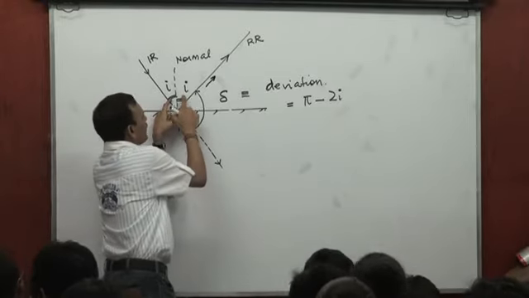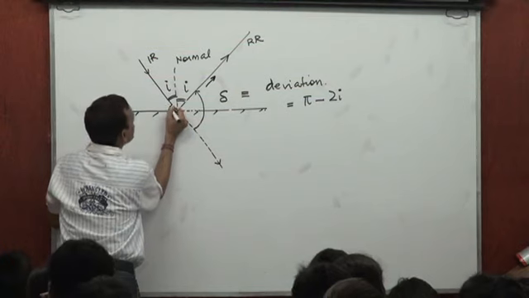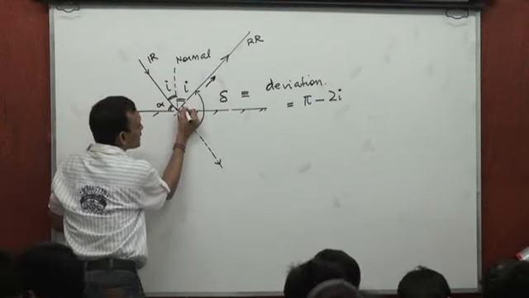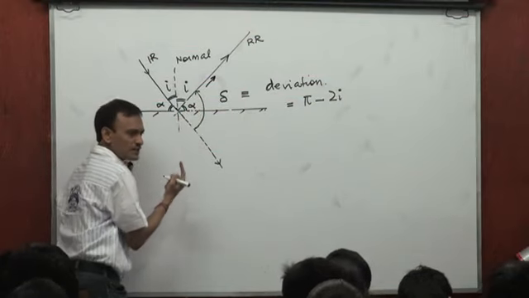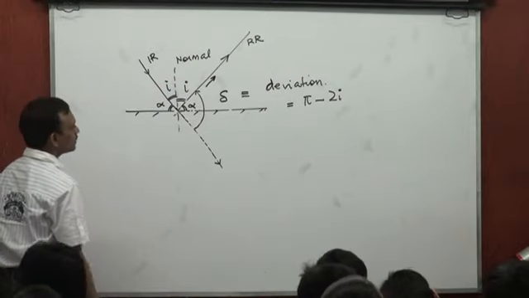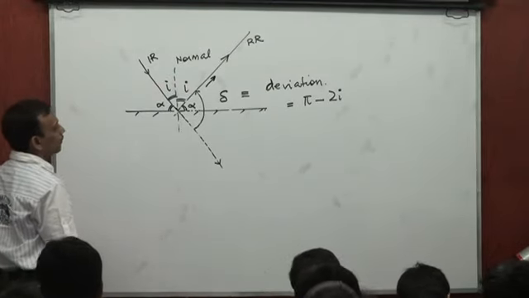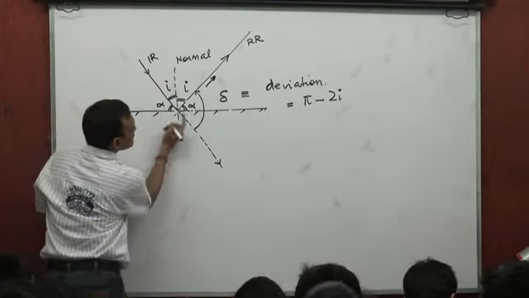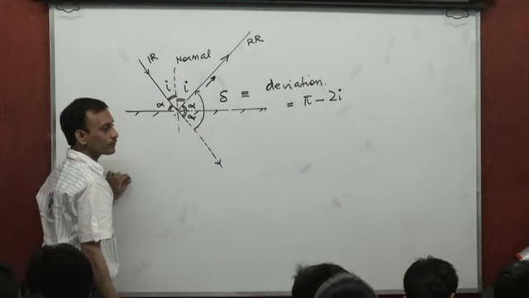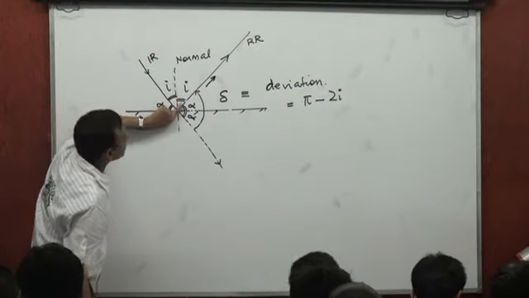Sometimes we don't talk of i. We talk of these angles. For example, suppose this angle is alpha, which is 90 minus i. This angle must also be alpha, which is 90 minus i. Then, if this angle is alpha, realize that the vertically opposite angle is also alpha. So we say that the deviation is 2 alpha.